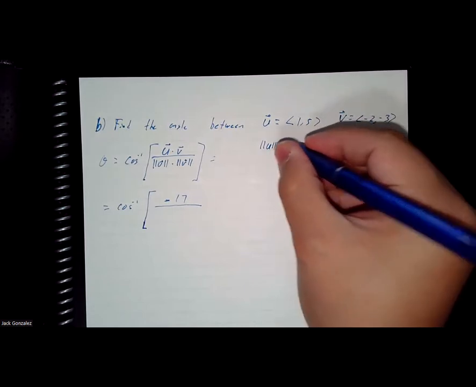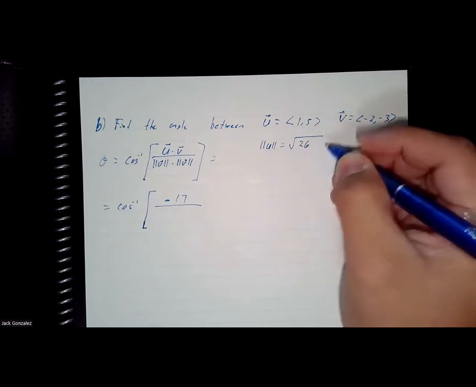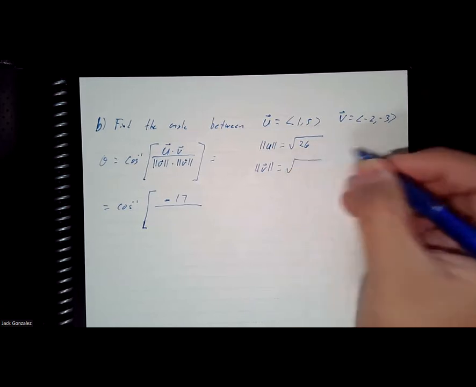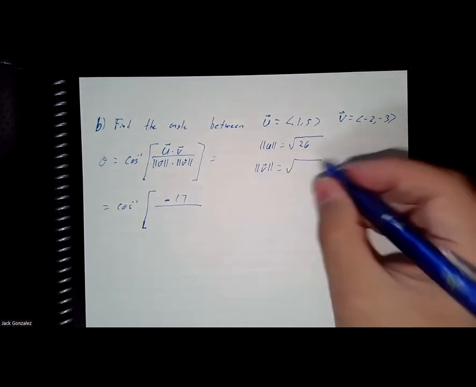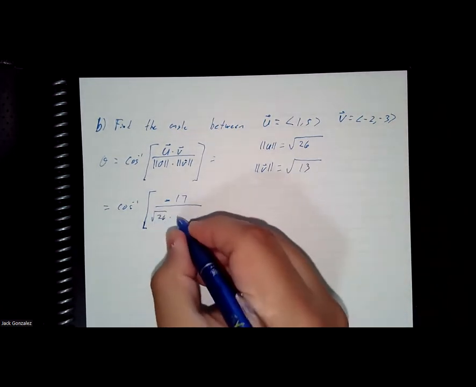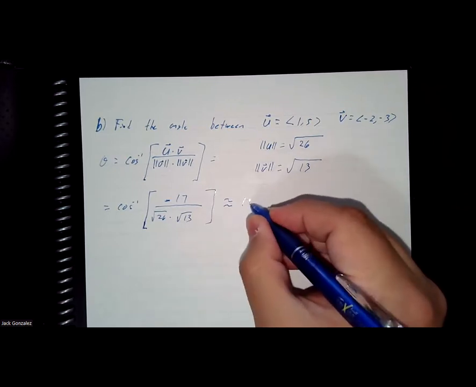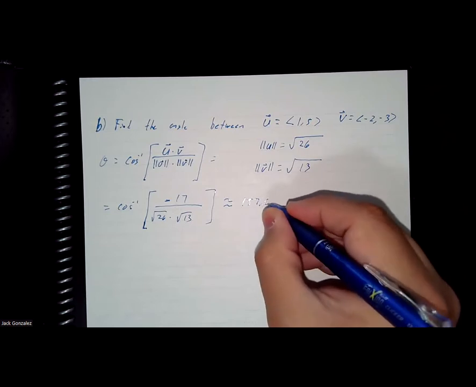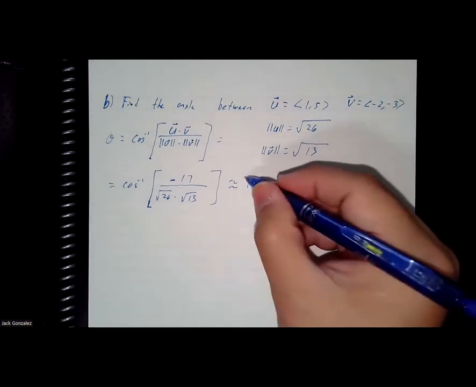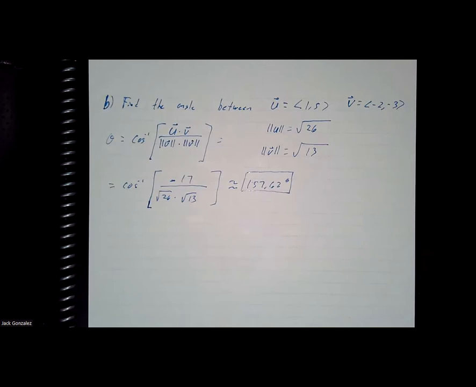We need the magnitudes though, so this will be square root of 1 squared plus 5 squared, so that'll be square root of 26. Magnitude of v is 4 plus 9, so that's square root of 13. The square root of 26 times square root of 13. Put that into your calculator and you should get 157.62 degrees. So that'll be your angle between vector u and vector v. And that's it.